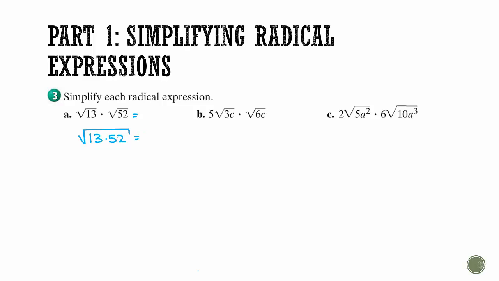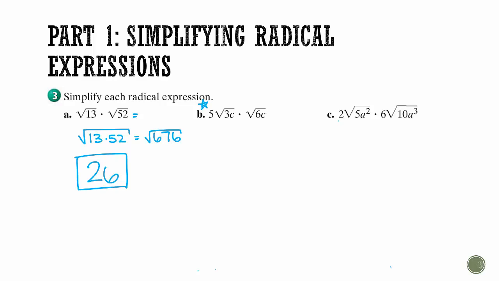13 times 52 gives me 676. Since this isn't a perfect square that you might know off the top of your head, double check. Take the square root of that and see what you get. And if you take the square root of 676, it is a perfect square. You get 26, and you're done. So let's try C. I'll leave you B to do.